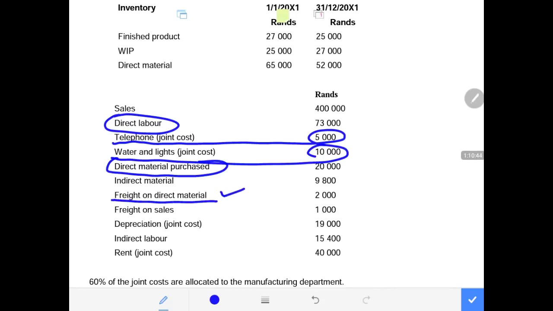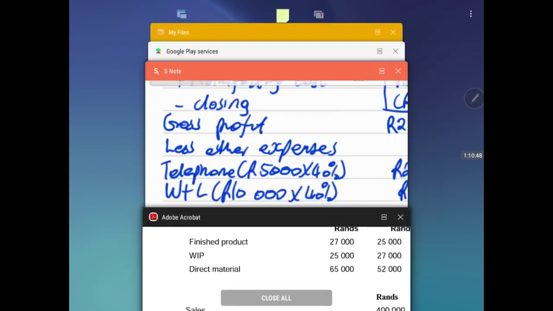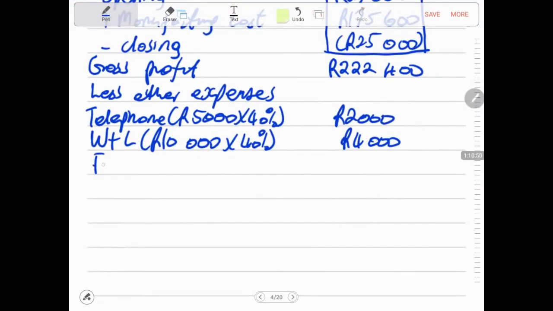Freight on direct material accounted for. Freight on sales, 1,000. This is the selling cost. It has nothing to do with manufacturing. Freight on sales is an amount of 1,000 rand.